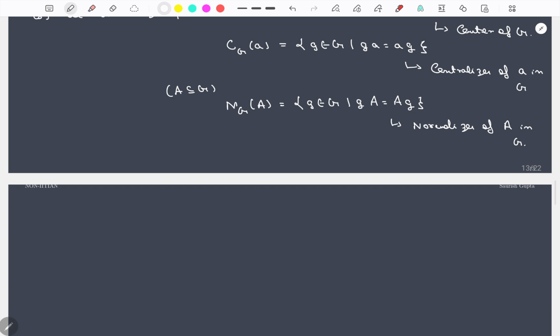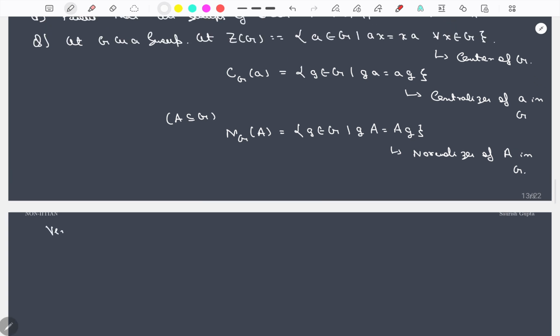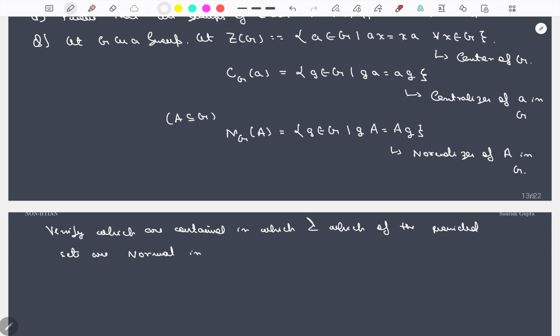The question is, verify which are contained in which, and which of the provided sets are normal in G. So that should be a clean enough exercise.